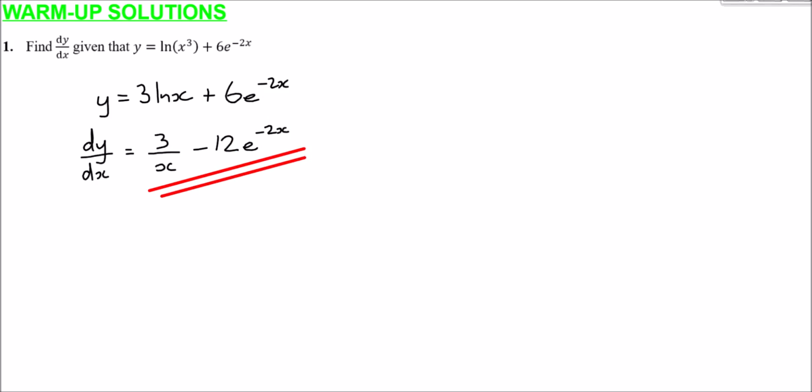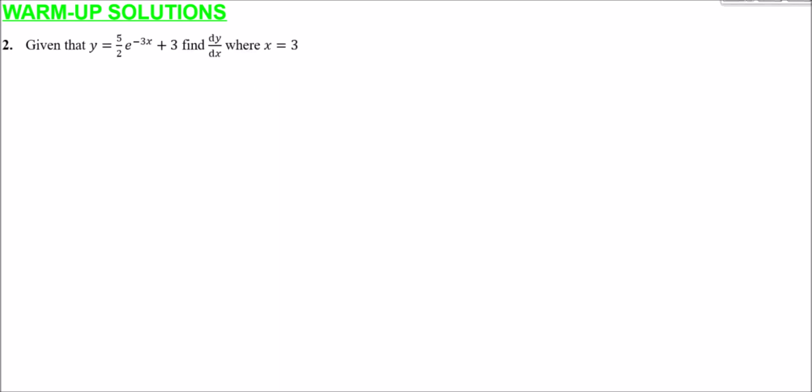Warm-up question 2. Question 2, again we have y, which is 5 over 2 e to the minus 3x plus 3. We need to find the gradient function dy by dx, where x is equal to 3. So first all we need to do is to differentiate y with respect to x. So dy by dx will be 5 over 2 multiplied by, this constant comes to the front, so we have minus 3 e to the minus 3x, and of course if we differentiate the constant 3, that just disappears entirely.